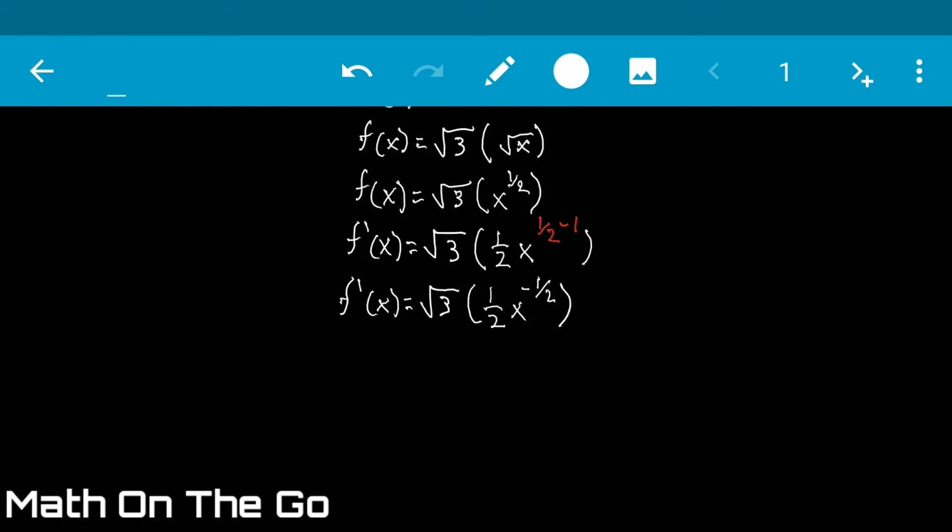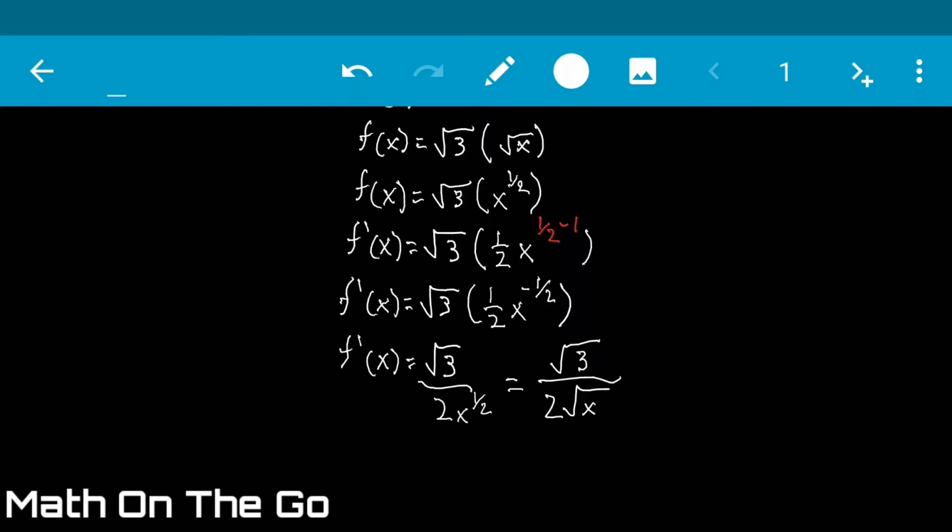Well, just to clean this up a little bit more, we have f prime of x equals the square root of 3 over 2. And then when you have a negative exponent attached to your variable, to get that to be positive, we move it down to the denominator. So we have x to the 1/2. And then just to finish this up, we have the square root of 3 over 2 times the square root of x. And that's our derivative.